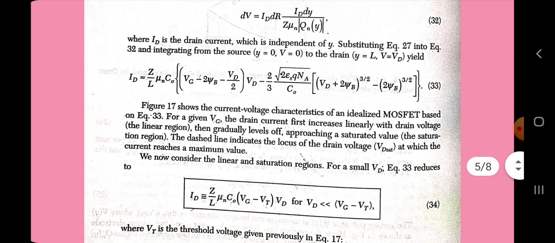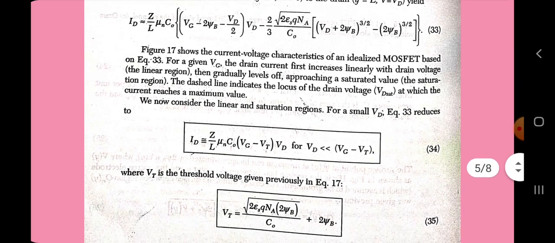The figure shows the current voltage characteristics of an ideal MOSFET based on the equation. For a given Vg, the drain current first increases linearly with drain voltage, the linear region, then gradually levels off, approaching a saturated value. The saturation region dashed line indicates the locus of drain voltage at which the current reaches a maximum value. We now consider the linear and saturation region for small Vd.